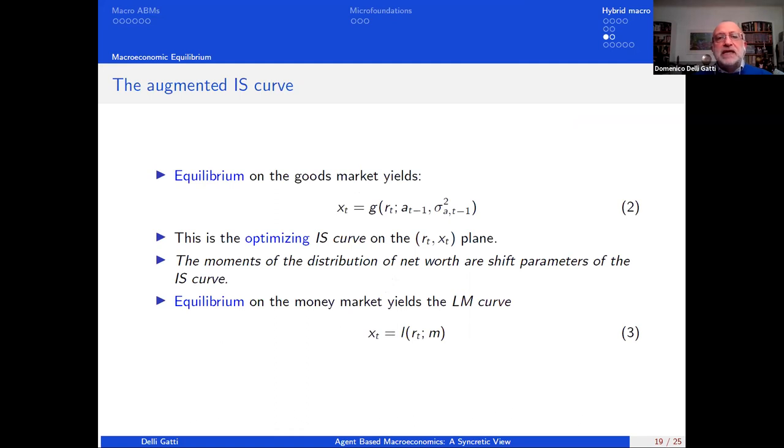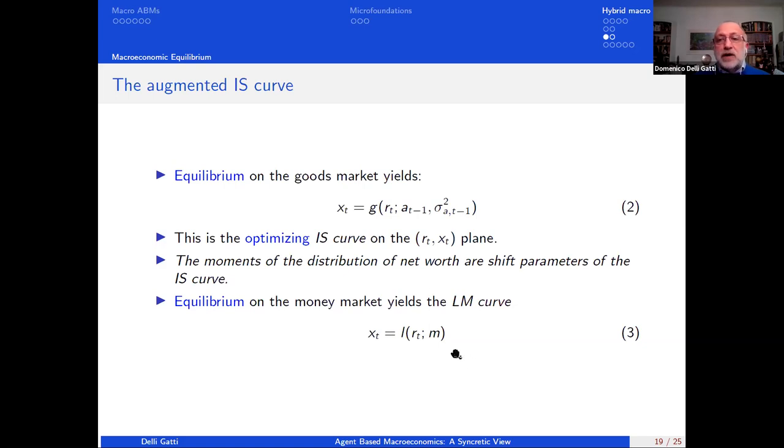We put this thing into an IS-LM model. So we go from the individual to the average and put together consumption, investment, and public expenditure that are equal to income, and we get equation two, which is the equation of an IS curve. XT is the output gap. And you see the IS curve is parameterized to the moments of the distribution of net worth.